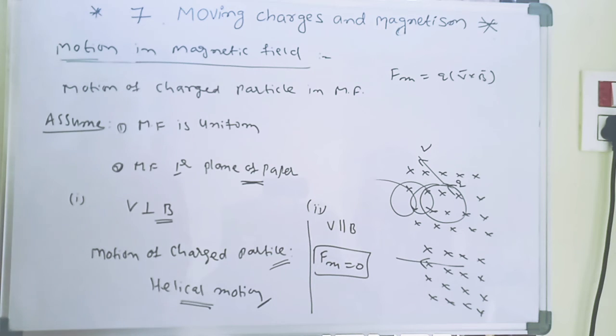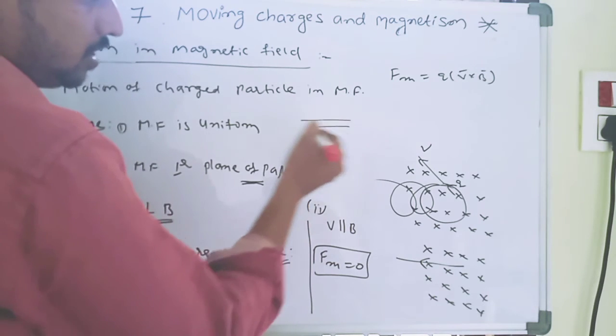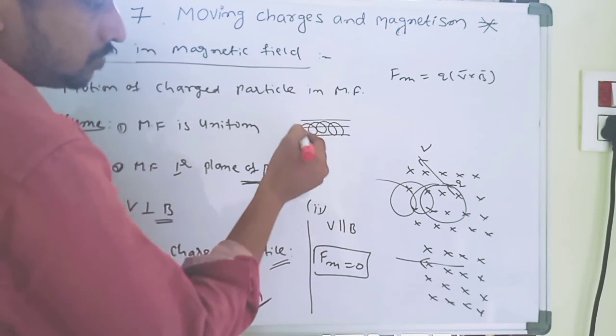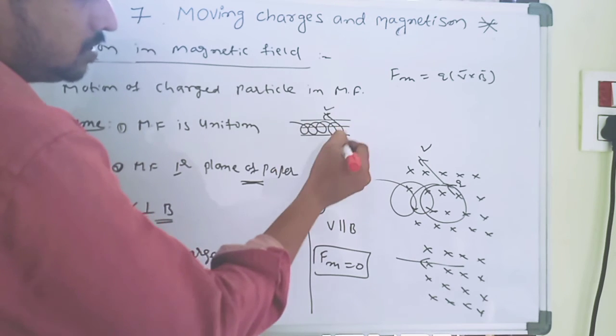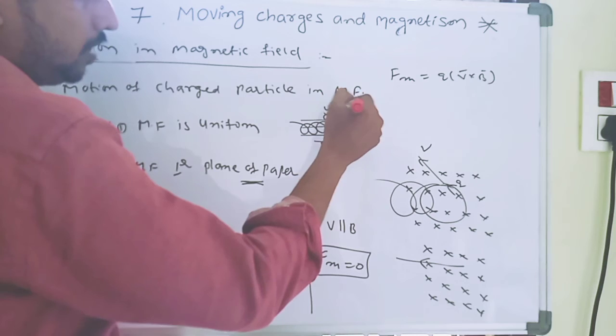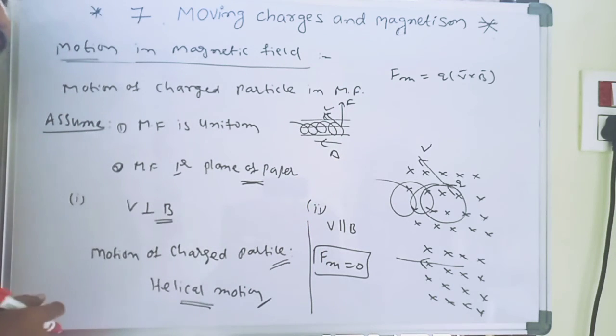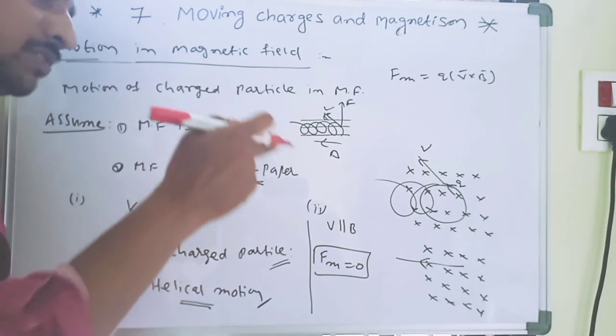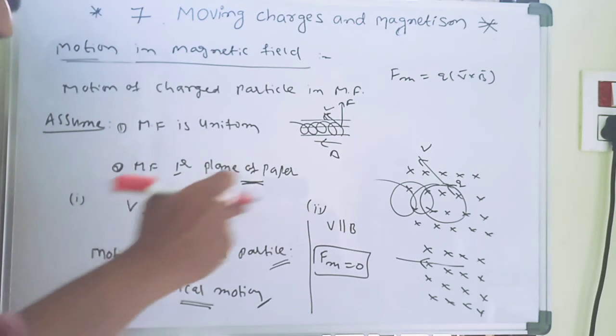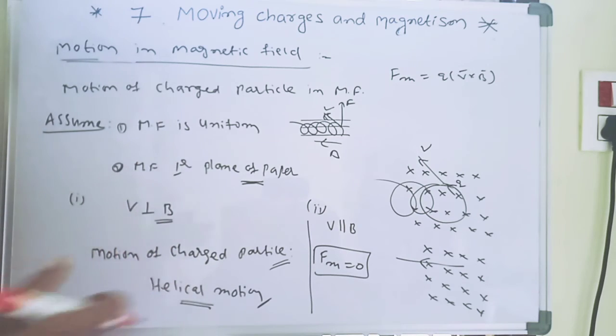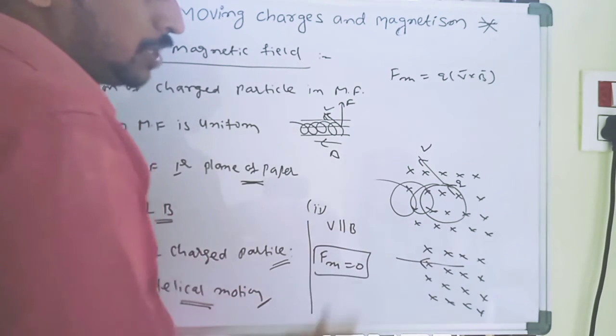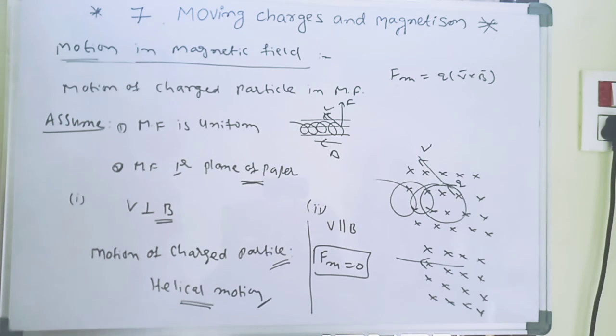So therefore V perpendicular to B is the correct answer. That is why earlier we took V perpendicular to B and assumed it revolves like this. This is the V direction, this is the B direction, this is the magnetic force direction. The motion of the charged particle is helical motion, and only that is possible. V parallel to B is not possible because magnetic force is equal to 0. Remember that point.